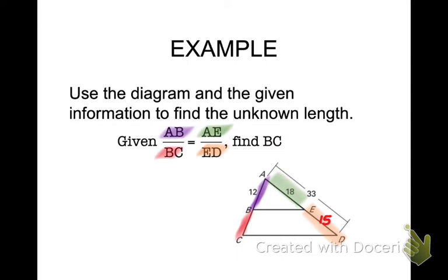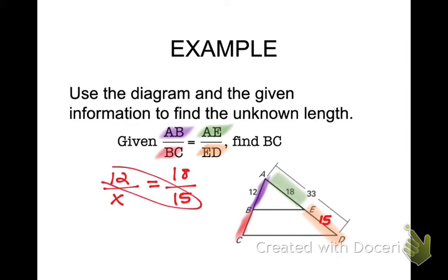Now, if we were given a proportion, let's put numbers in place of these lengths. Remember, whenever there are two letters without a line above them, that means we're talking about the length. So the length of AB, we know, is 12 over the length of BC. Do we know that? Nope. So I'm going to put something unknown, X, is equal to the length of AE, which is 18, over the length of ED, which we calculated to be 15. Can we solve for X now? Sure. Let's do some cross multiplying.